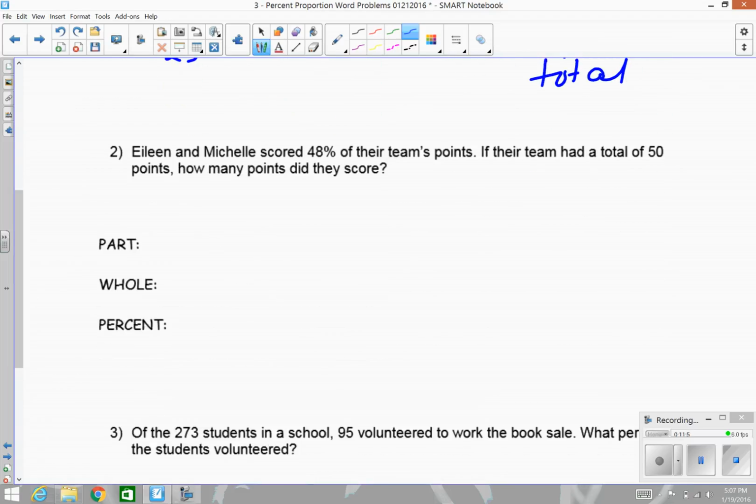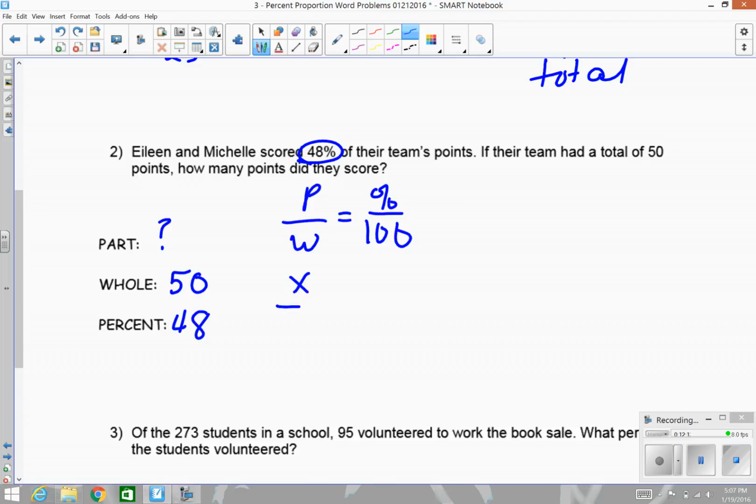Eileen and Michelle scored 48% of their team's points. If their team had a total of 50 points, how many did they score? Okay, so the total is always the whole, and we don't have the part. We do have the percent, however. So when we do part over whole equals percent over 100, we don't have the part. The whole was a total of 50 points. What they scored was 48% of 100.